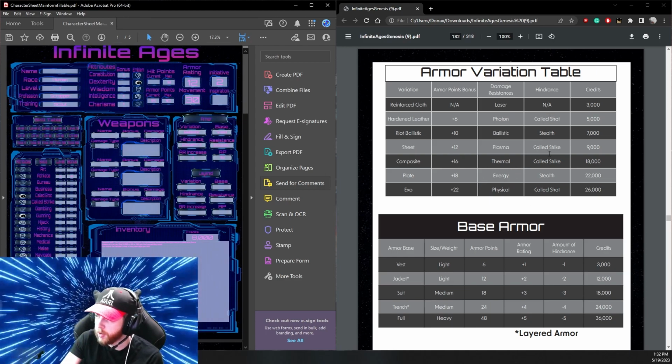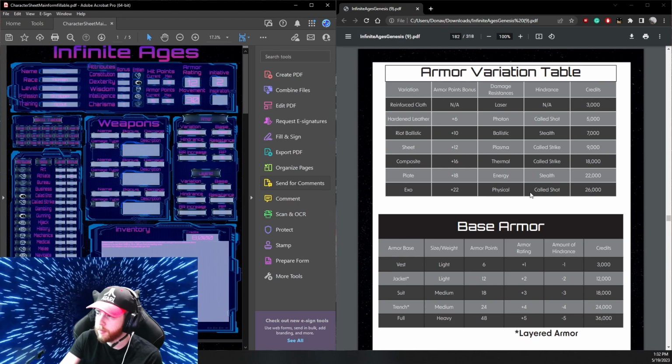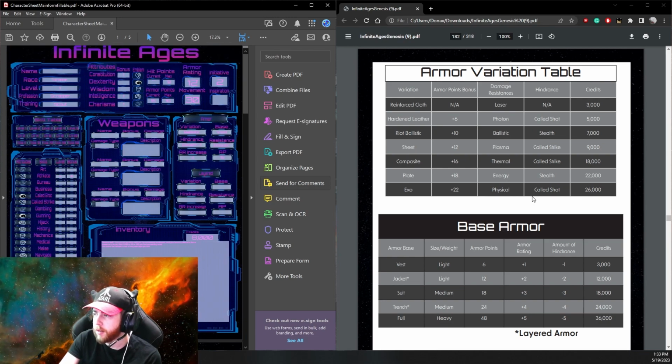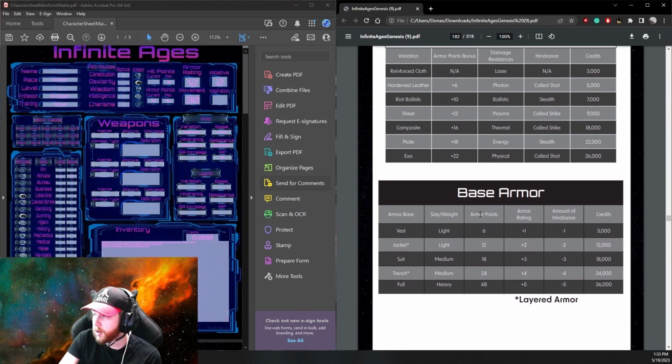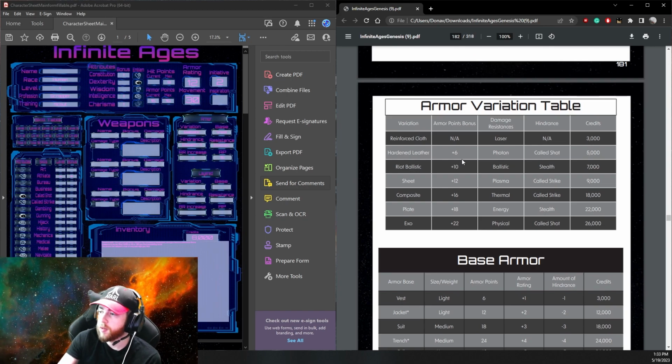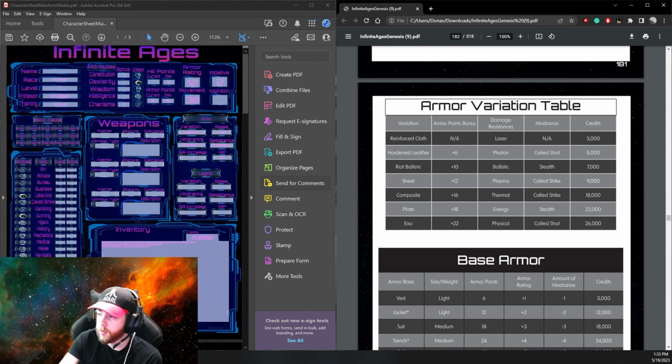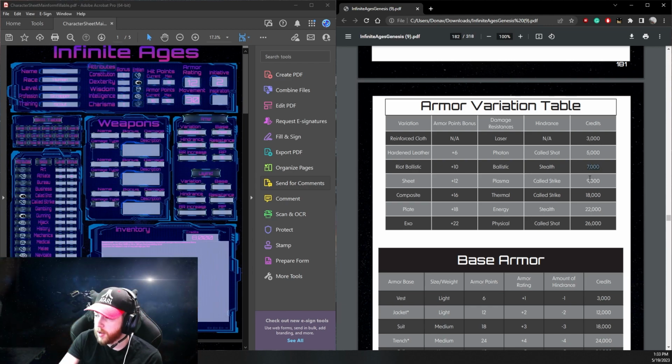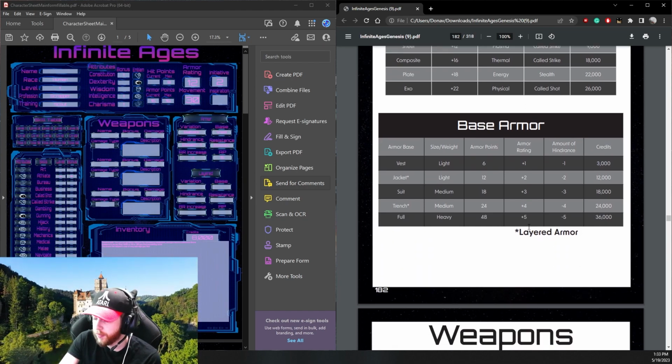And then some of these are going to be called strikes or called shots or things like that. Then also, as a GM, if you're looking at this too, if they chose the Riot Ballistic, that'd be 7,000, and then they want a vest, that's going to be 10,000 credits because you add these together. So it's going to be 10,000 credits total.